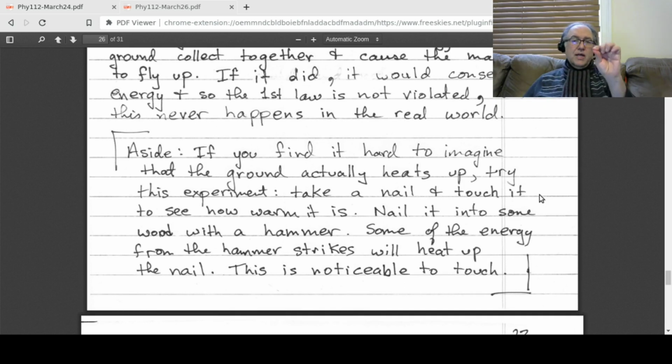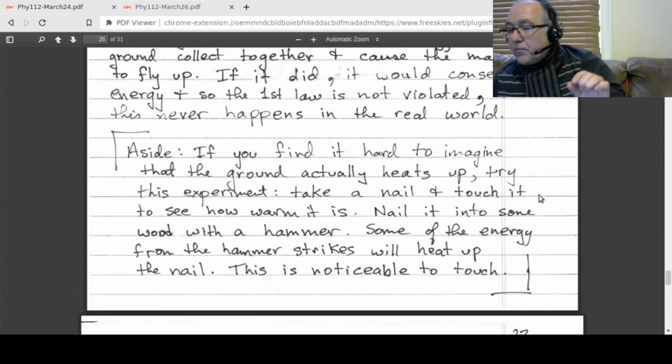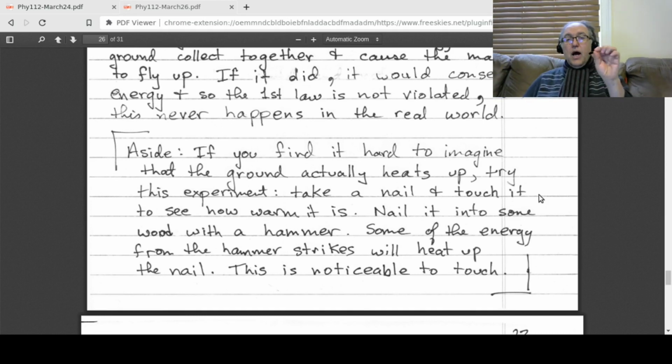Now what happens is you touch the nail when you first put it there, and the nail is at room temperature, 20 degrees Celsius, but as you keep smacking it with a hammer, you discover that the nail gets warmer and warmer and warmer. And it can get significantly warmer. Then you notice it and you go, well, what's going on? What's causing this nail to get hotter? And the answer is the energy from the hammer strikes is going into the nail, and it's becoming heat.